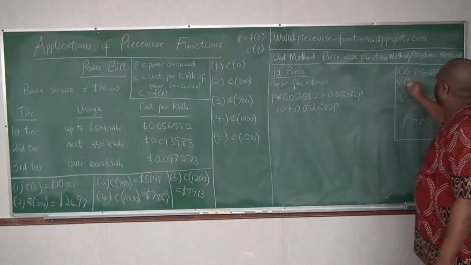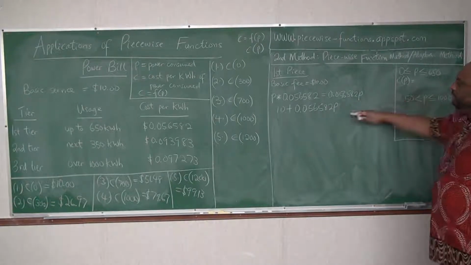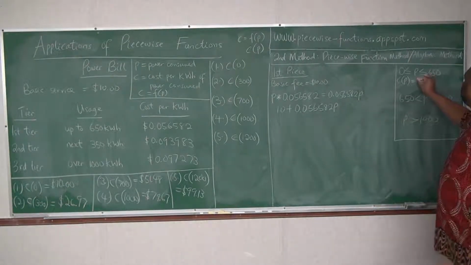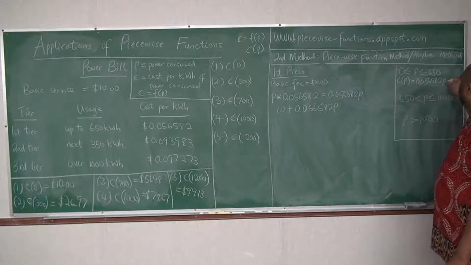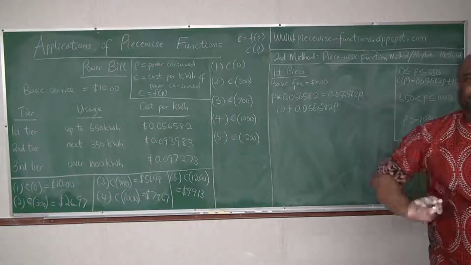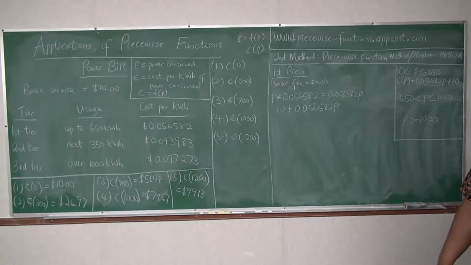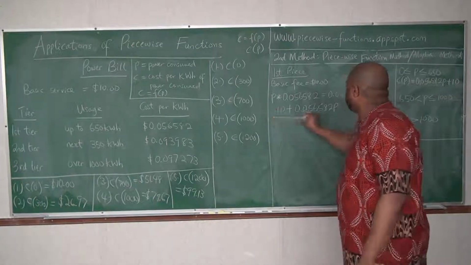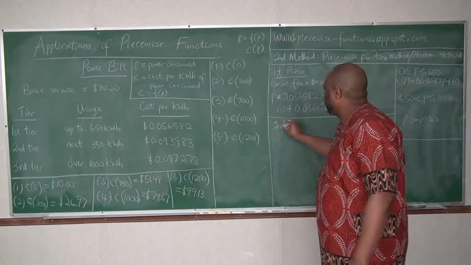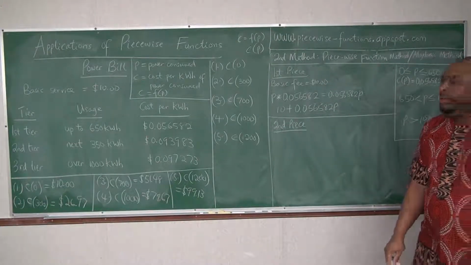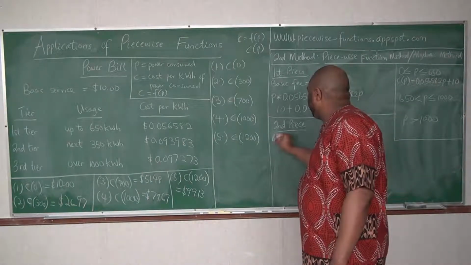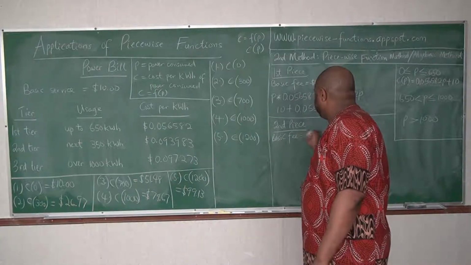So C of P is, let me write it first with the variable, 0.056582 P plus 10. That's for the first piece. Does that make sense? Okay? Alright. The next one is the second piece. For the second piece we have our basic fee, which is $10.